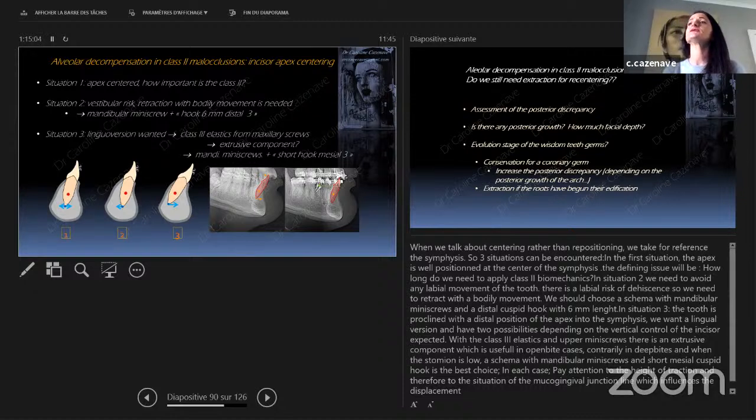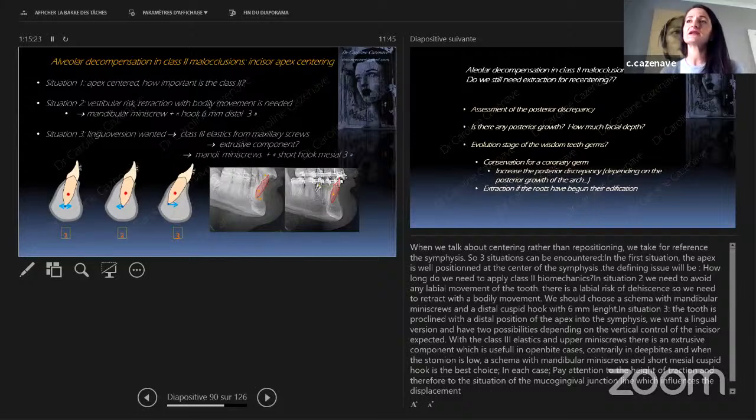In situation 2, we need to avoid any labial movement of the tooth. There is a labial risk of dehiscence. So we need to retract with bodily movement. We should choose a schema with mandibular meniscus and a distal cuspid hook with 6 millimeter length.